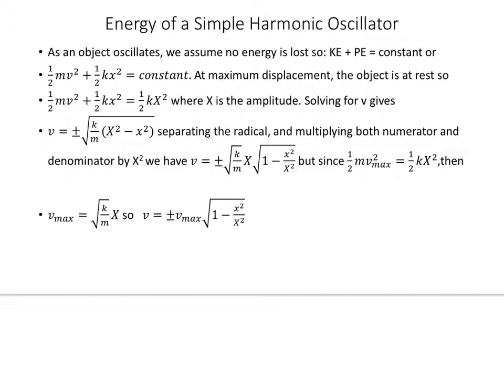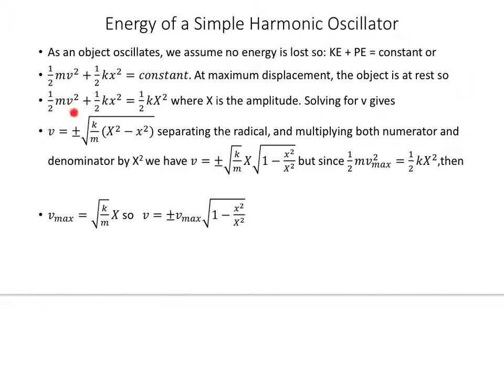So, mathematically, that would say that 1/2 mv squared, the kinetic, must be equal to plus 1/2 kx squared, which is the potential, has to stay the same. Now, we can take these two expressions and set it equal to 1/2 k capital X squared, because this is the potential energy at maximum displacement. And at maximum displacement, the object is at rest, and so it has no kinetic energy.